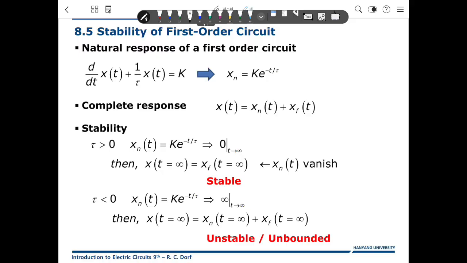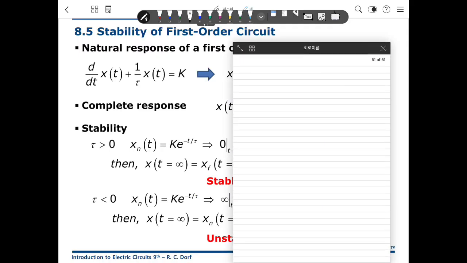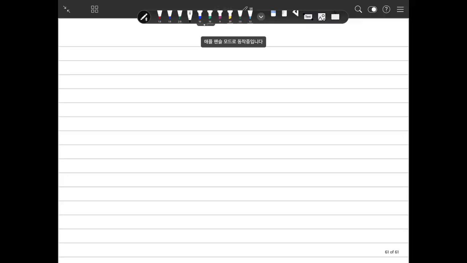Next topic over here is stability of first order circuit. Now, what is stability? Stability is a big problem when designing circuits. I mean, for example, you can say stability is quite a complex problem. This is a big problem. This is a huge topic to discuss here.